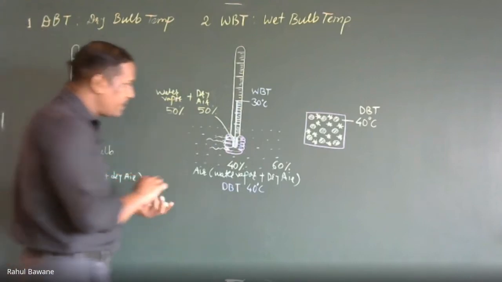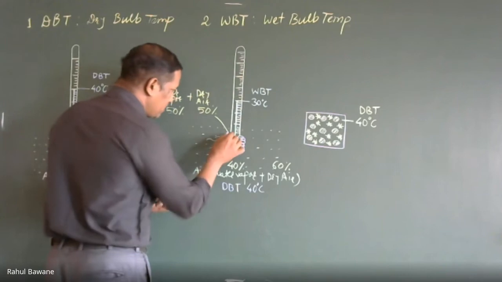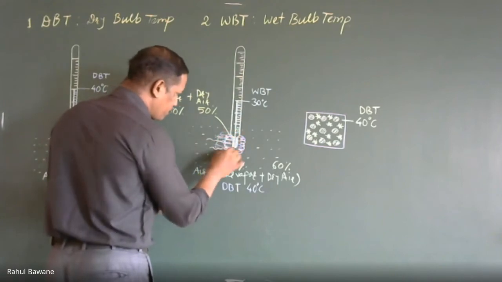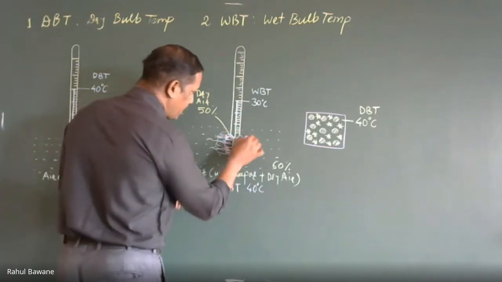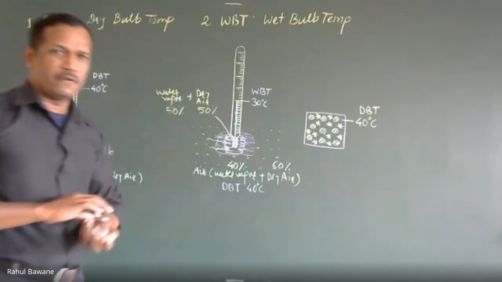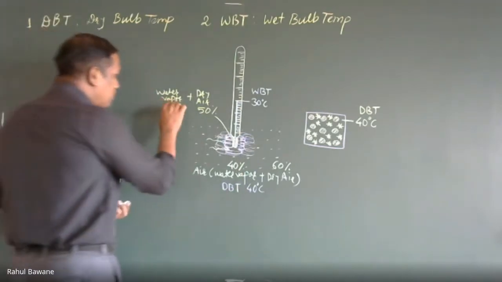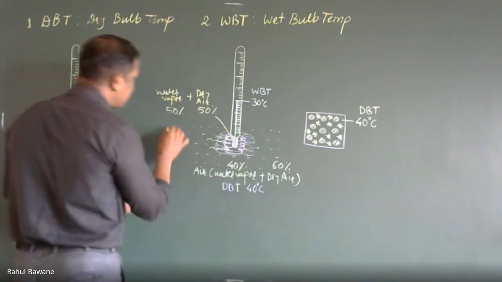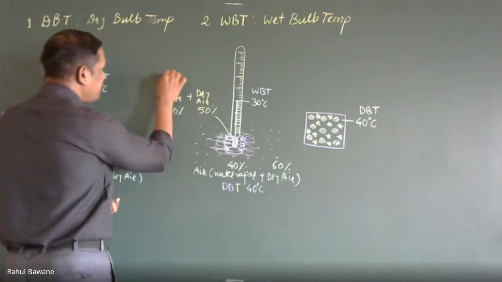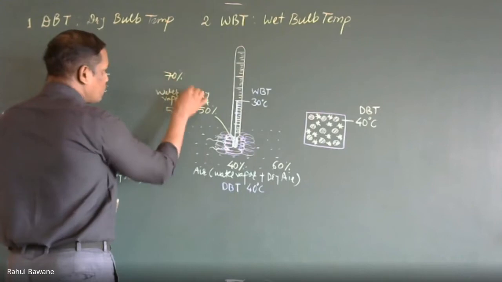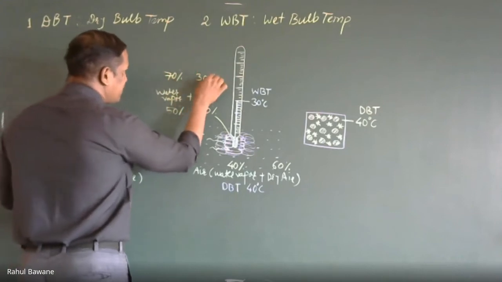Suppose anyhow I increase this wet cloth, or I increase the water content of this wet cloth. So what happened? Water vapor content will be increased. Suppose next time it becomes 70%. So your dry air remains 30%.